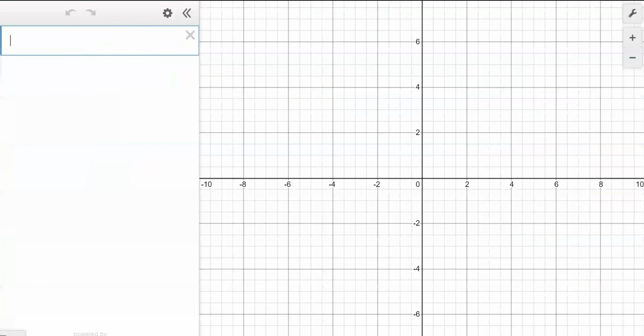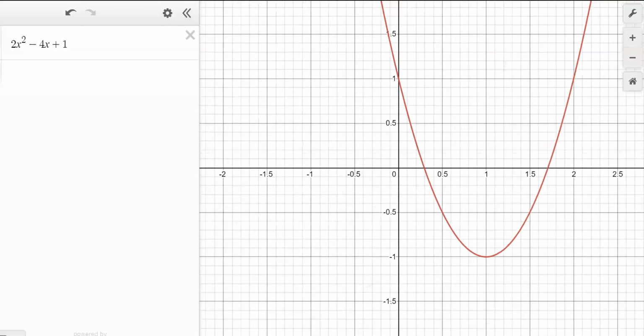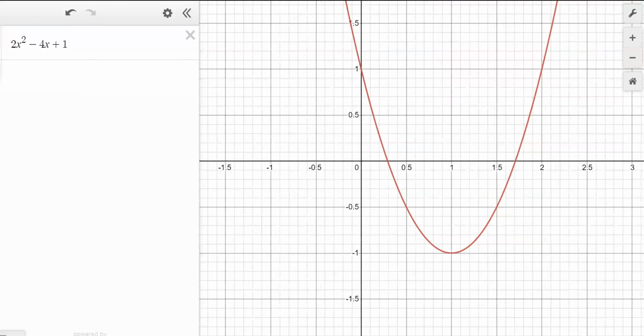So I'm going to use Desmos for graphing. If you're not familiar with Desmos, you can just go to desmos.com and then open up their graphing calculator. So I'm going to go ahead and put in my function, 2x squared minus 4x plus 1. And taking a look at this, and maybe let's zoom in on this graph, we can see that yes, indeed, this graph does intersect the x-axis twice.